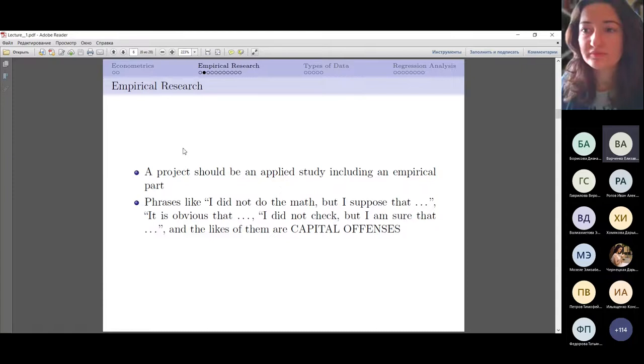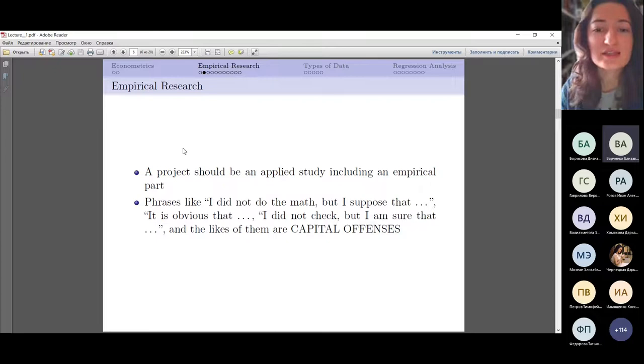Okay, so an empirical project should be an applied study including an empirical part, if we work with quantitative methods and analyze quantitative data. And it's a pity when we notice that a student postulates a very interesting research question, maybe has a really good literature review and interesting hypothesis, but in the main part of his or her research, skips very important things and doesn't analyze data correctly.